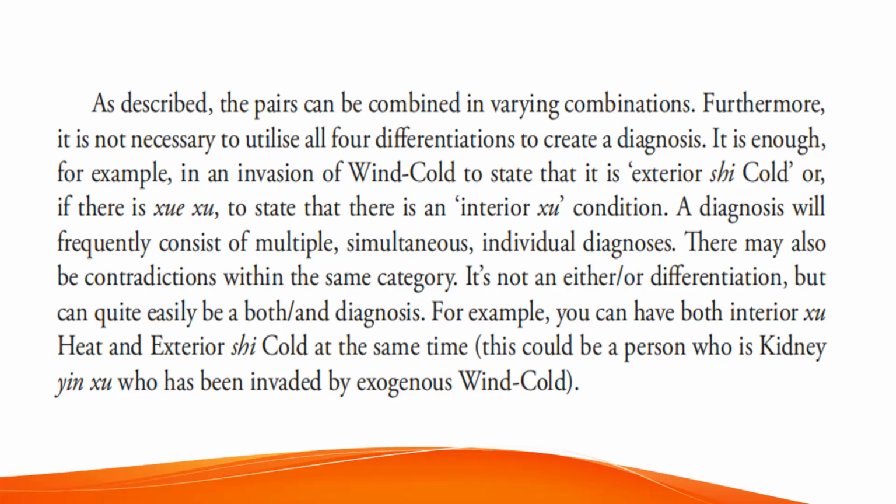There may also be contradictions within the same category. It's not an either-or differentiation, but can quite easily be a both-and diagnosis. For example, you can have both interior deficient heat and exterior excess cold at the same time. This could be a person who is kidney yin deficient who has been invaded by exogenous wind cold.